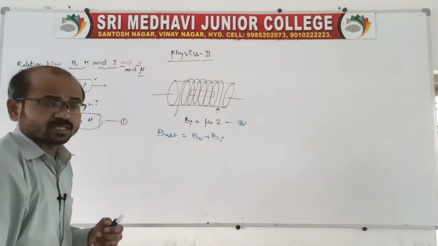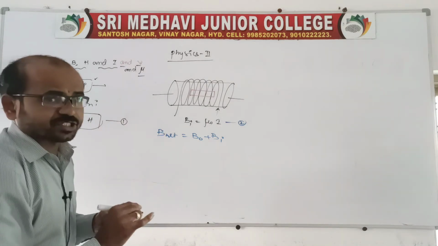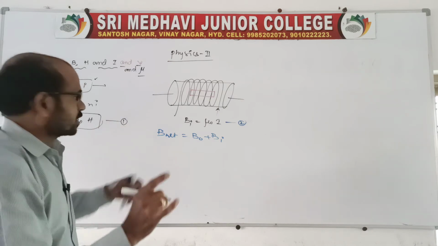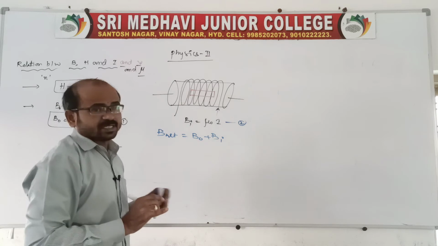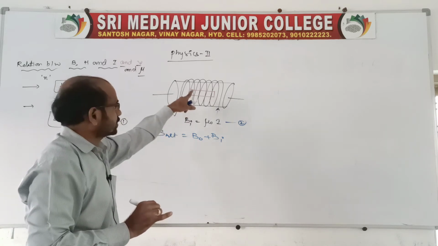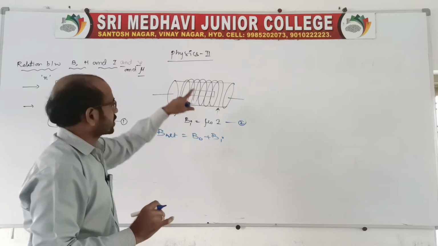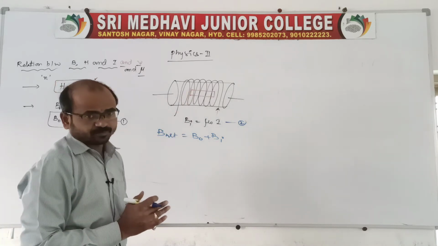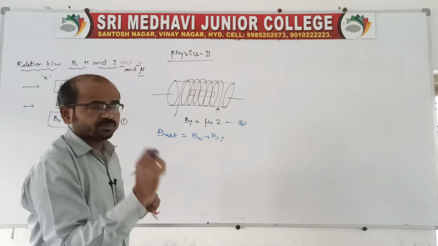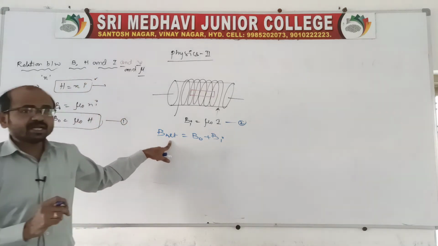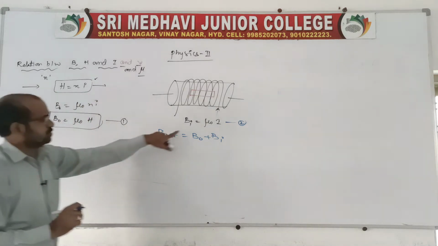B naught is nothing but the magnetic induction at the center of the solenoid due to a current carrying coil. Inside the solenoid a bar is placed, and the magnetic induction is also induced in the bar, which we can say is Bi. When there are two fields, we get the net field: B net is equal to B naught plus Bi.